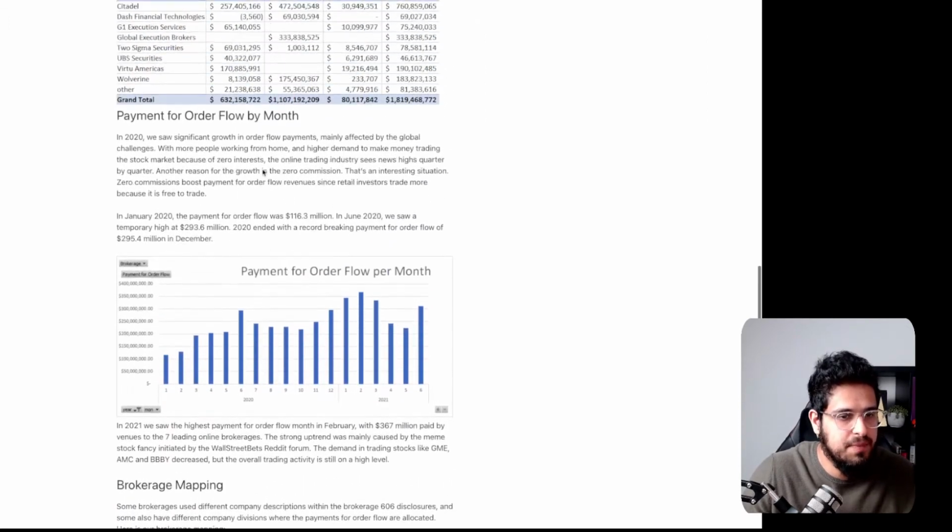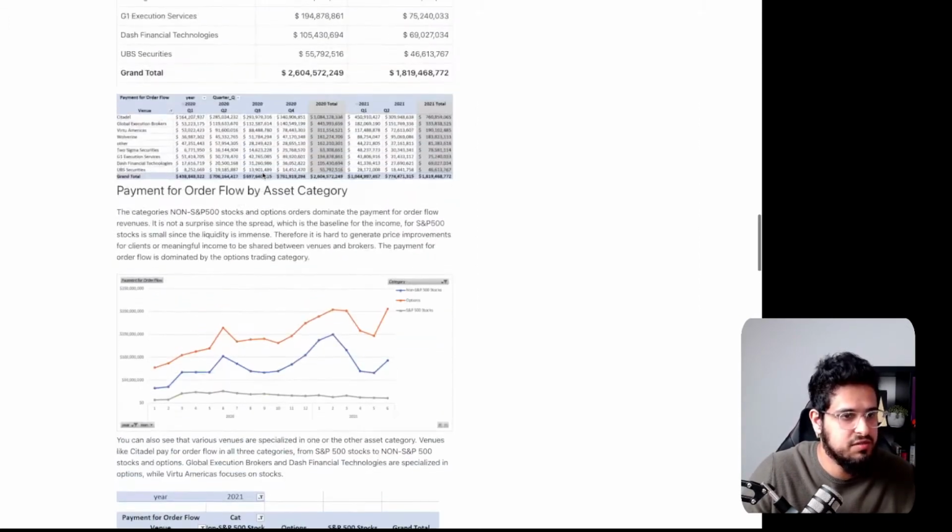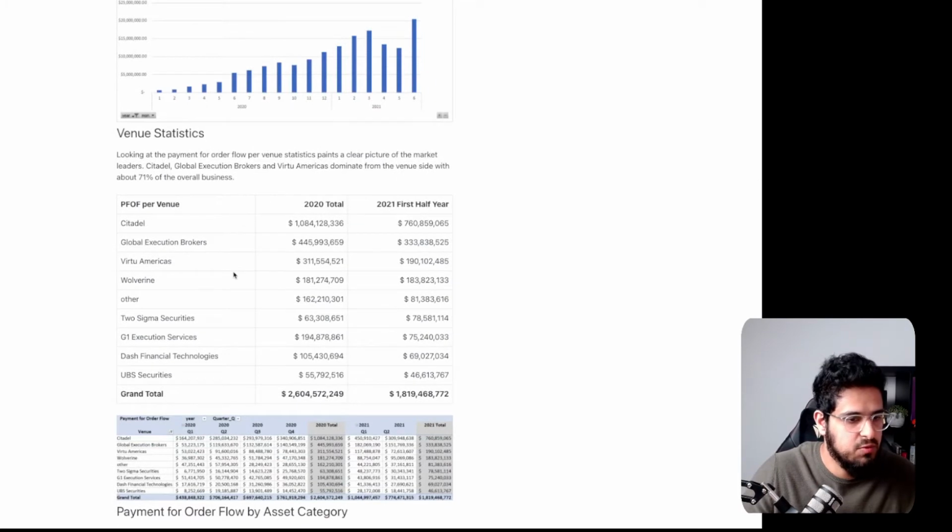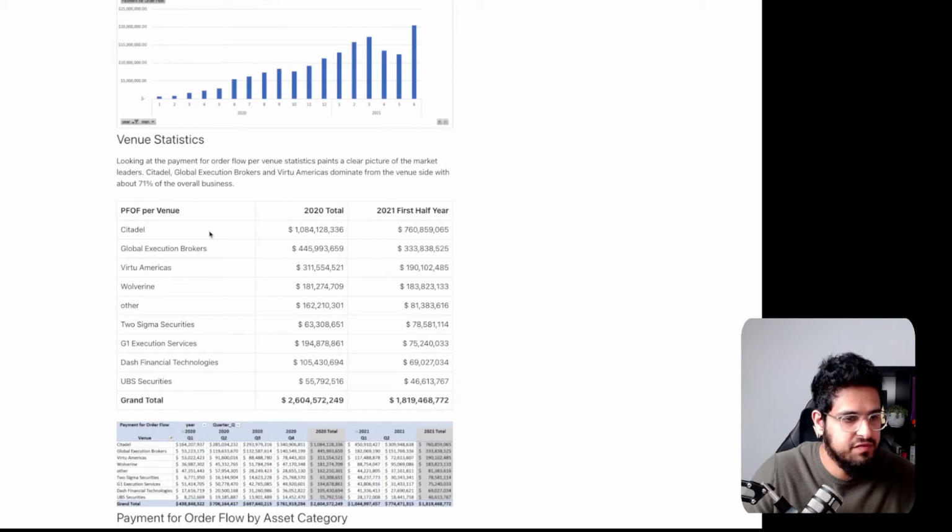And if we look at the payment for order flow, let's take a look here. This is what we want to look at, payment for order flow per venue. So we can see Citadel are leading the pack here with 1 billion in 2020 of payment for order flow. Okay, so that's how much.